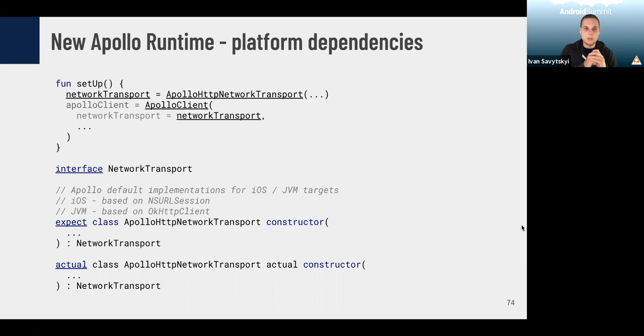But at the same time, we are providing a default implementation of this network transport. And here we're using expect and actual. Basically, it tells the user that they can expect there is a default implementation for the network transport, with an actual implementation of network transport for both iOS and JVM. So this is very powerful.